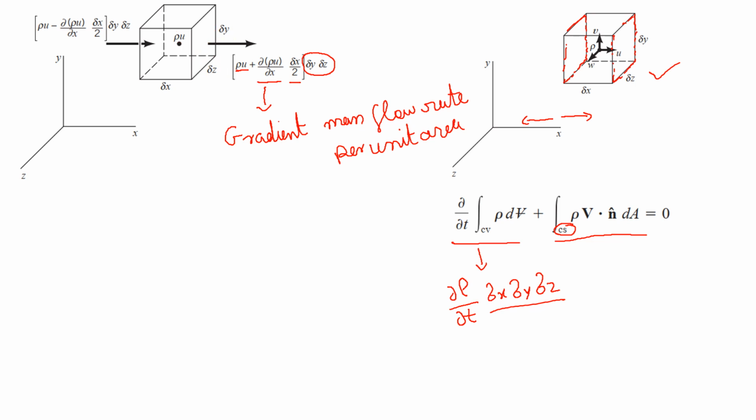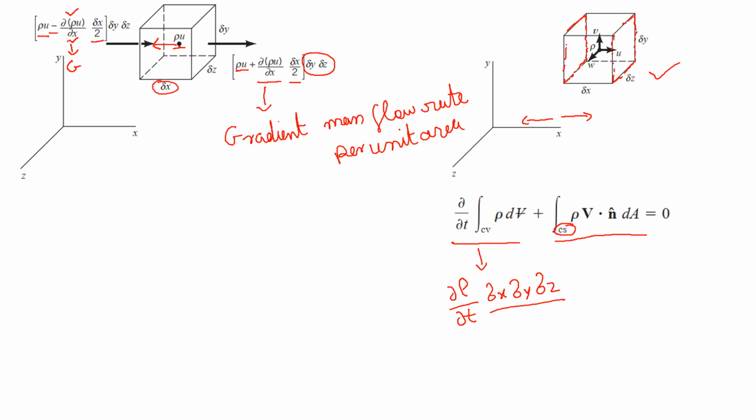So what will be the mass flow rate per unit area when it changes across the negative x-axis? That will be the original mass flow rate per unit area minus the change in mass flow rate per unit area across a particular direction. This is again the gradient, now across the negative x, and this is the distance it will cover from the center to the left face.